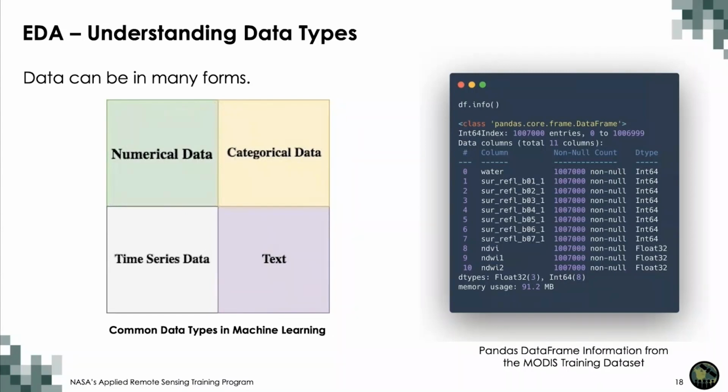Off to the right, we see a real-world example from our MODIS training dataset. We use pandas to describe the dataset variables, and we can see if there are any null values, as well as the numerical data type. All of these are a part of the numerical data format. They are continuous, except for the water variable, which is categorical: water or not water.